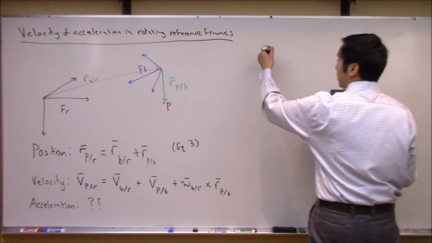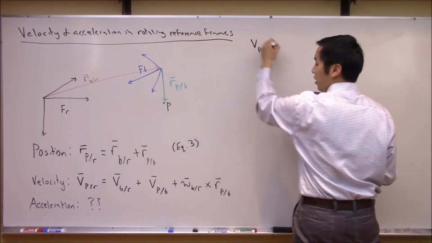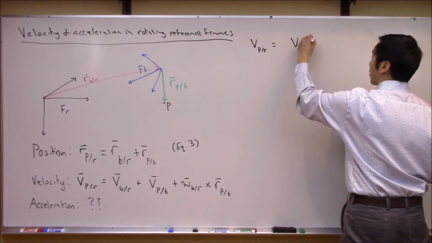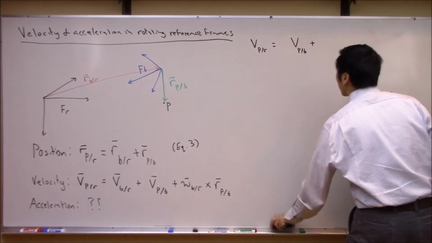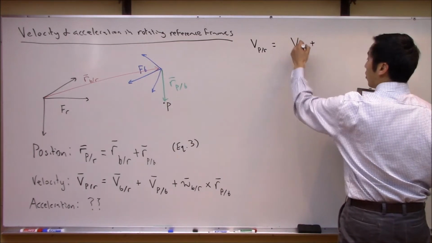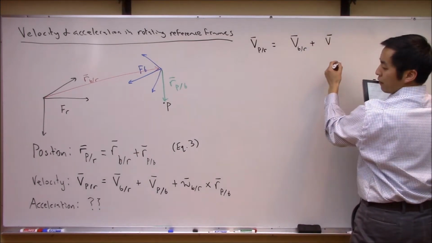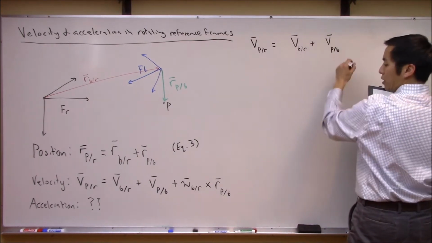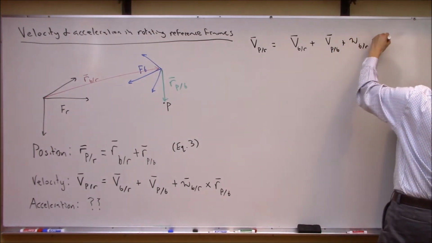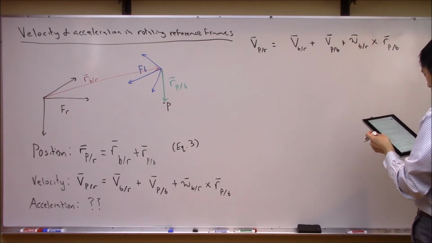So let's go ahead and write down our velocity vector here, right? So this is V P with respect to R is equal to, sorry, I skipped one. The first term is V B with respect to R, plus V P with respect to B, plus omega B with respect to R crossed with R P with respect to B.